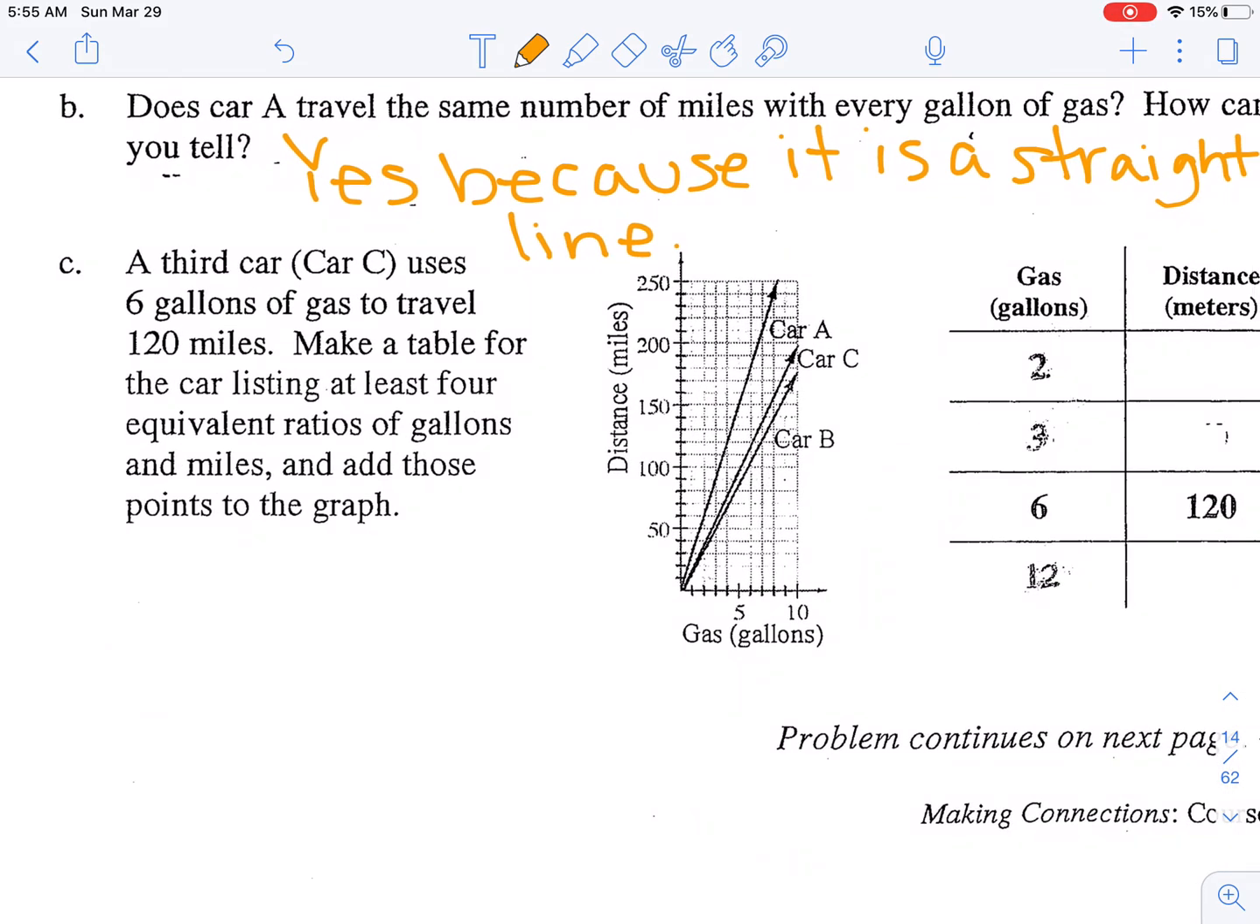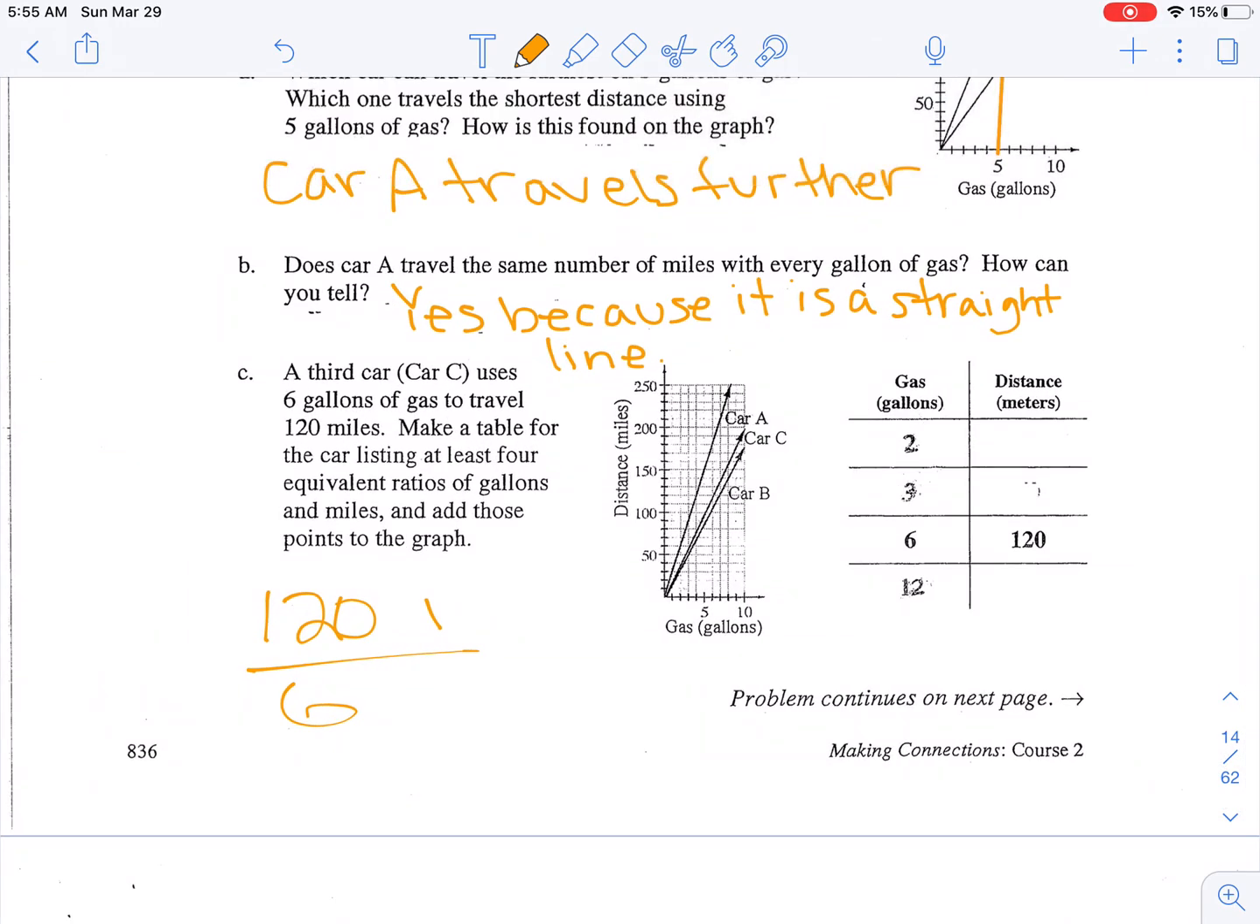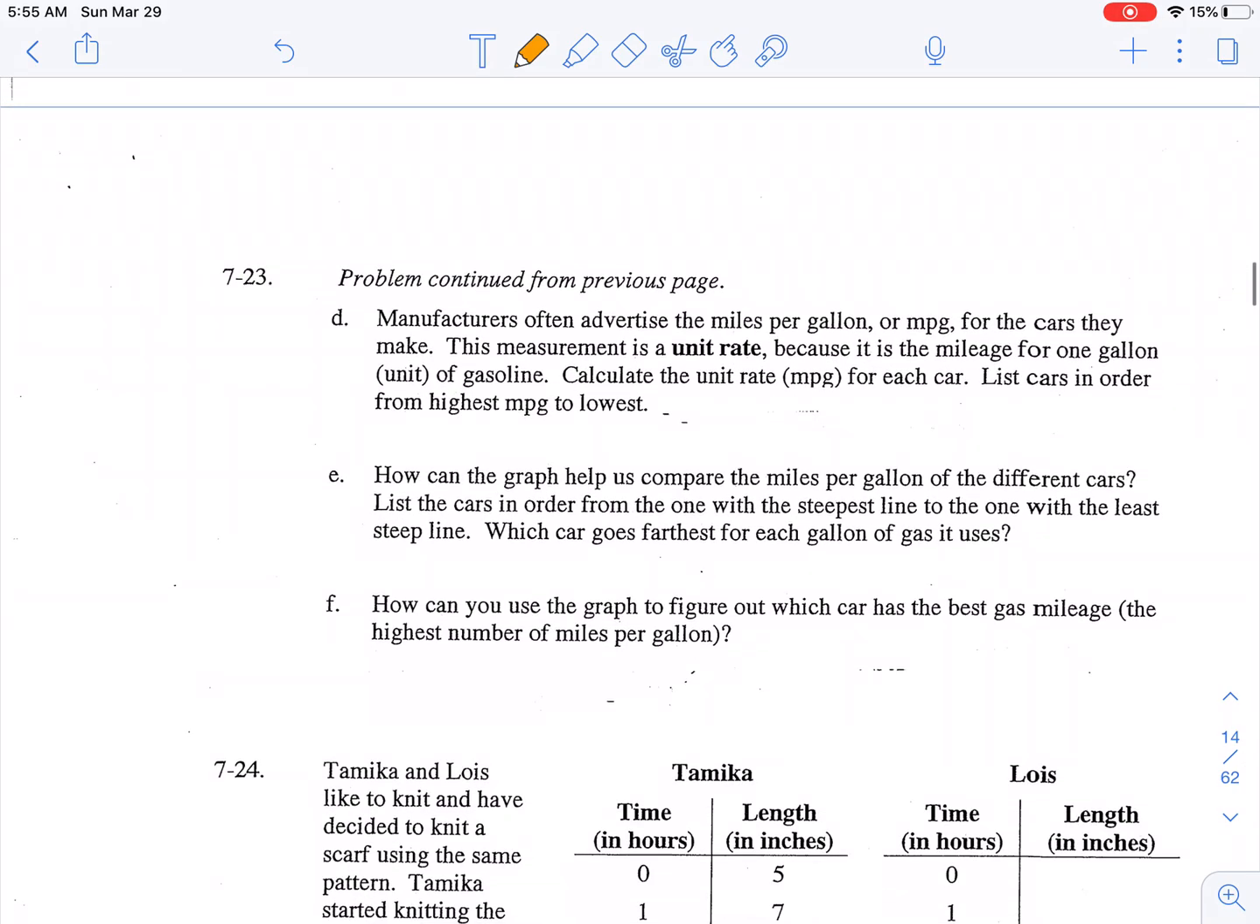C. A third car, C, uses 6 gallons of gas to travel 120 miles. So 120 miles and 6 gallons. Make a table for the car listing at least 4 equivalent ratios of the gallons and miles and add those points to the graph. Well, it's already added on this graph here, so we don't need to do that. But we're going to continue these problems on the next page. So we have to think about car C as well now.